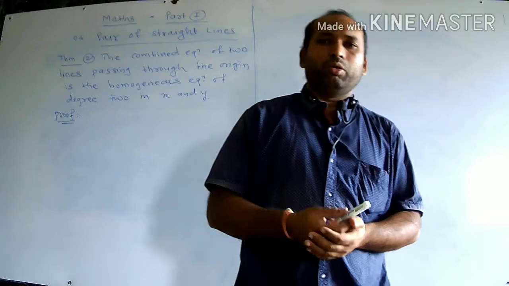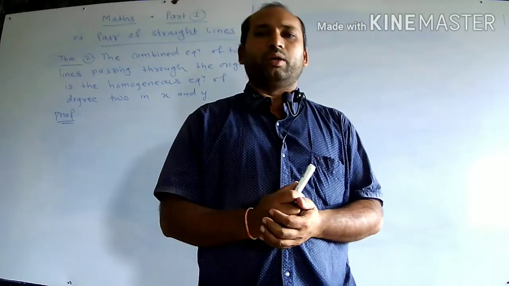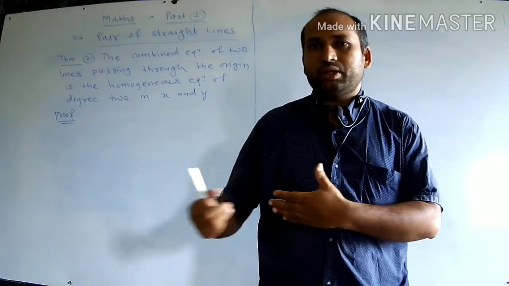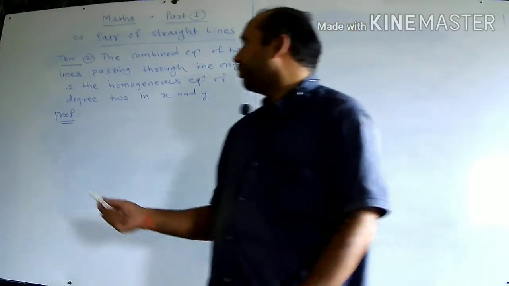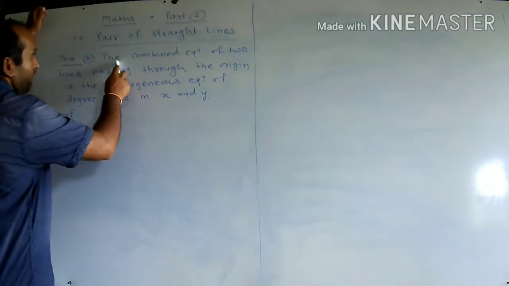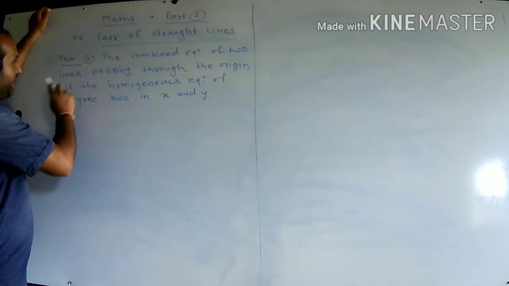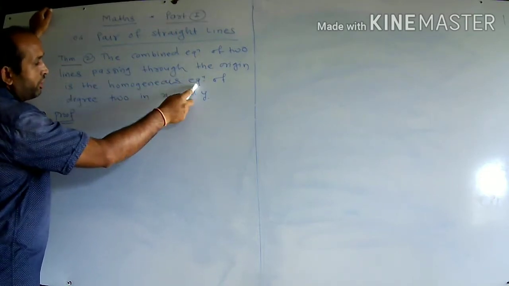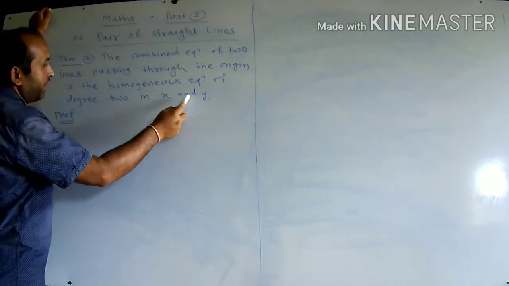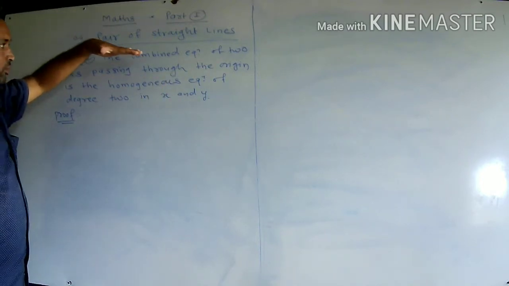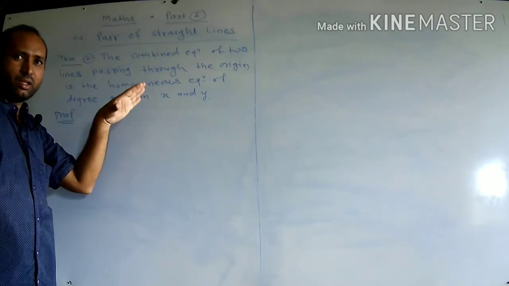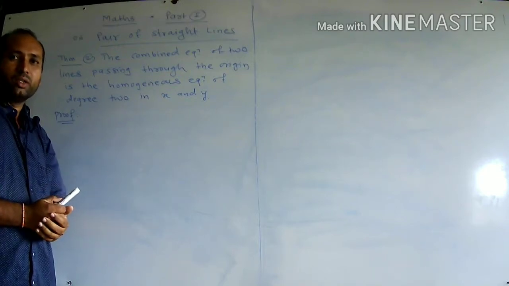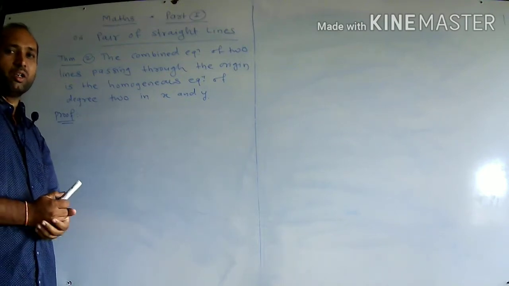In this video, we will discuss the second and third theorem of chapter number 4, that is the pair of straight lines. So let us see the statement of theorem number 2. The statement is: the combined equation of two lines passing through the origin is the homogeneous equation of degree 2 in x and y. Here we have to take two lines, and they must pass through the origin. If the lines pass through the origin, then in those lines the constant term is absent.